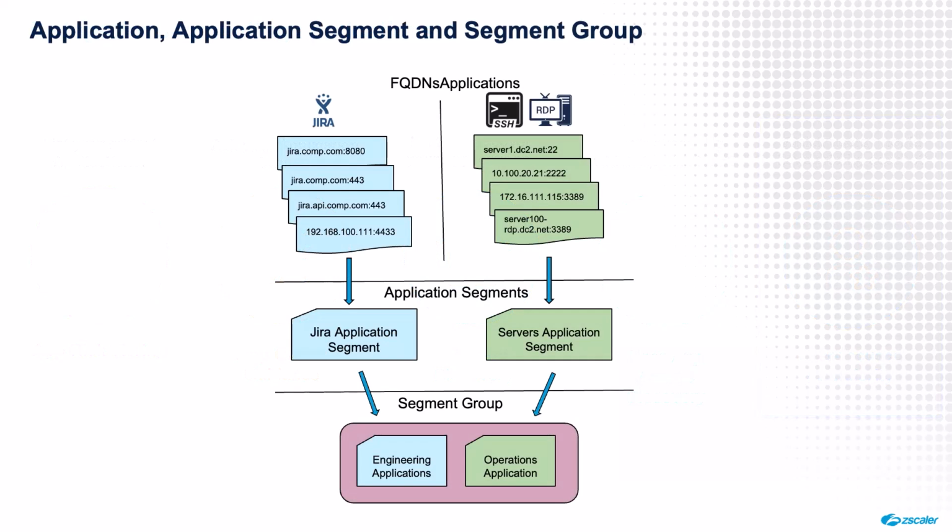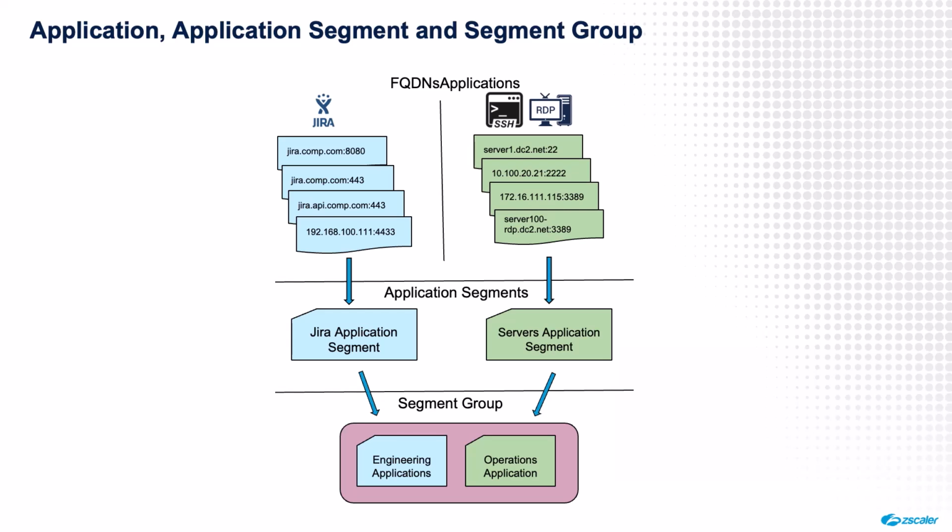Now, it's important to understand the segmentation components here before we get into the configuration details. Now, at the start, we have applications, application segments, and segment groups. An application is a fully qualified domain name, local domain name, or IP address that you define on a standard set of ports. Applications must be defined within an application segment.